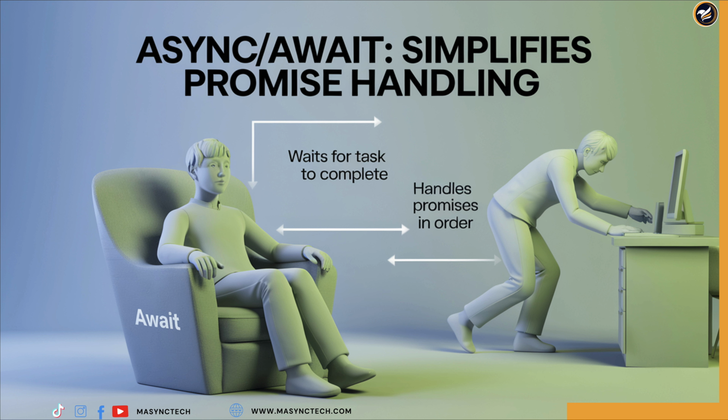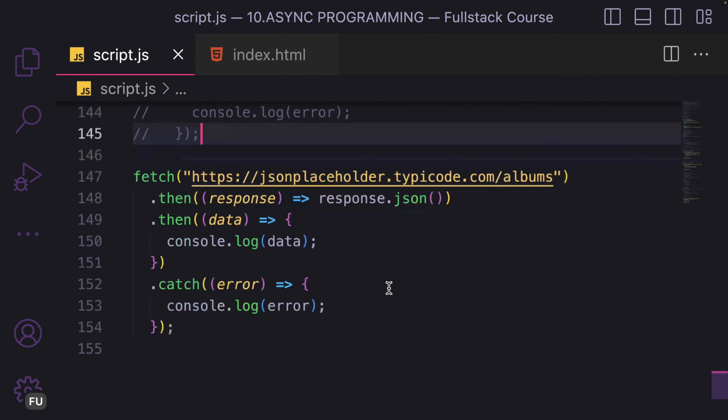So technically, what is async await? This is a feature in JavaScript that simplifies handling asynchronous operations, making your code easier to read and maintain. It is built on top of promises, allowing us to write asynchronous code in a way that behaves like synchronous code. This means that it is going to simplify the way we use promises. So as the name implies, wait for the task to complete, and then we handle the promise in order. With this one being said, let's get back to Visual Studio Code to put them into practice.